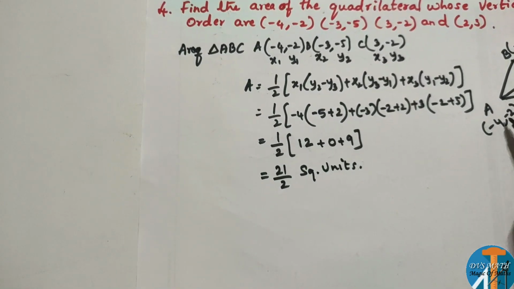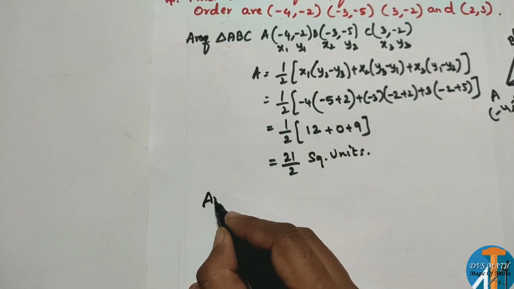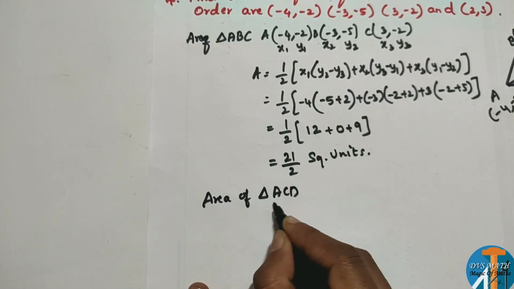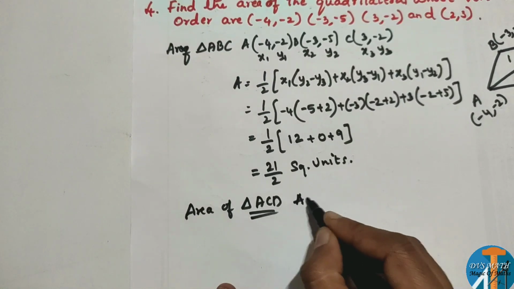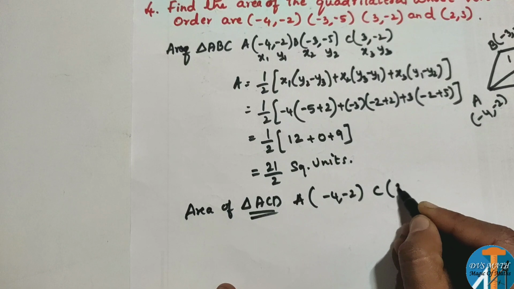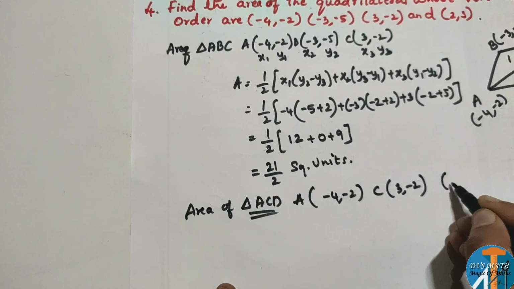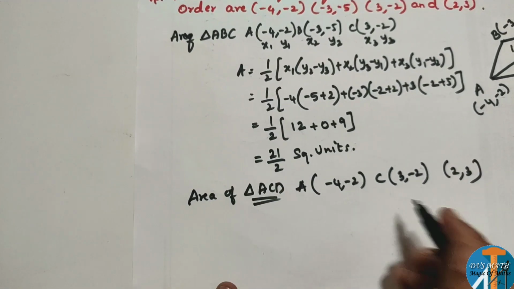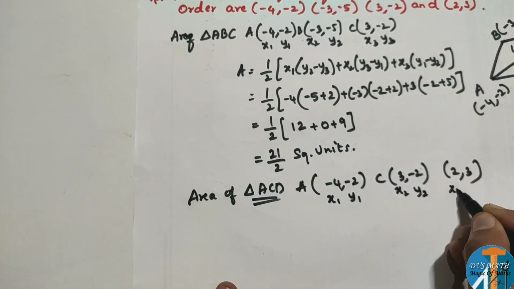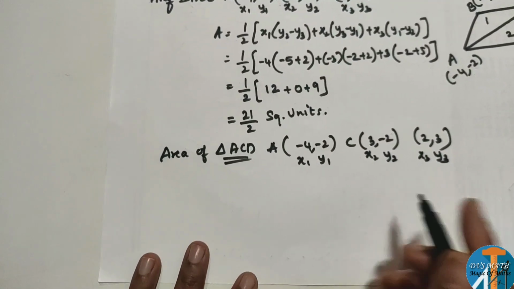Now let's go for the next triangle, that is ACD. So now the area of triangle ACD. A is minus 4 comma minus 2. C is 3 comma minus 2. D is 2 comma 3. Now let us write x1 y1, x2 y2, x3 y3. So what is the formula?